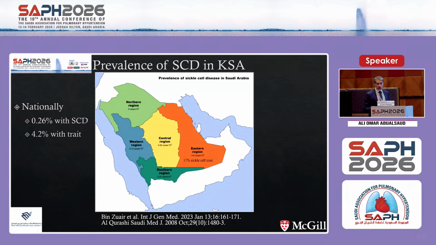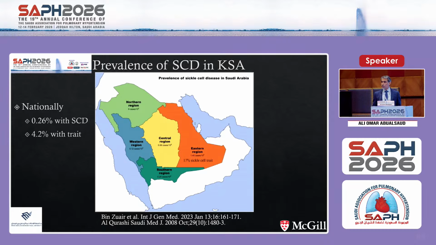So I looked at the prevalence of sickle cell disease in Saudi Arabia. The Eastern Province, where I come from, has 1.45% of the population with sickle cell disease and 17% with sickle cell trait. I'll disclose that my father has sickle cell disease, and I have sickle cell trait. So it literally hits home.